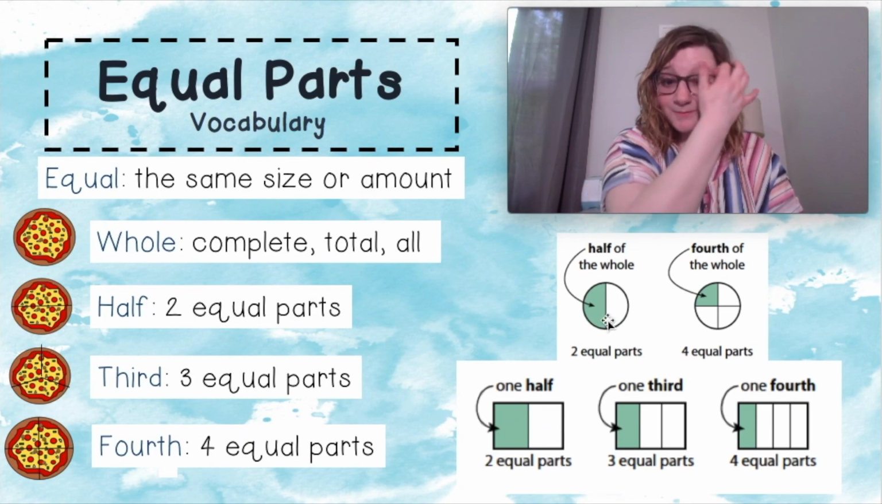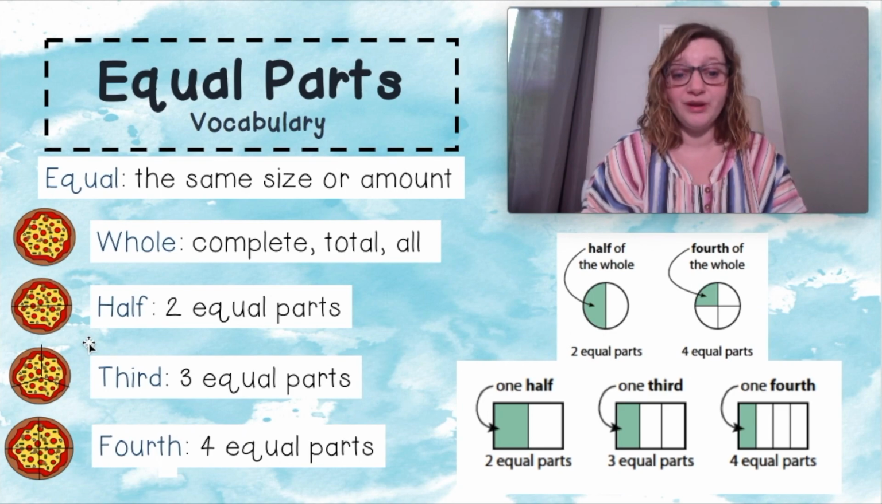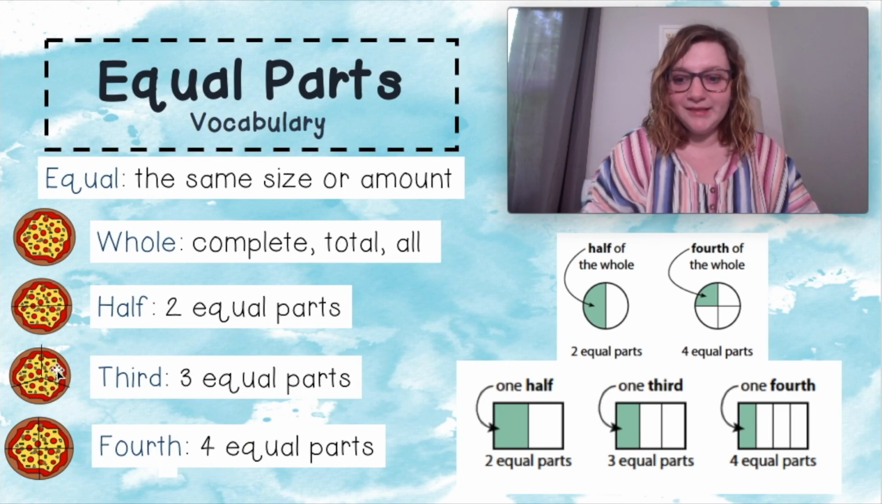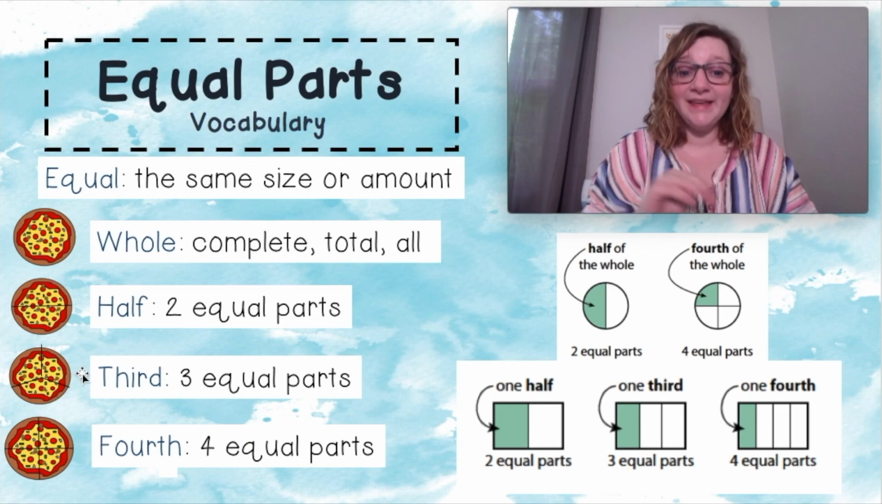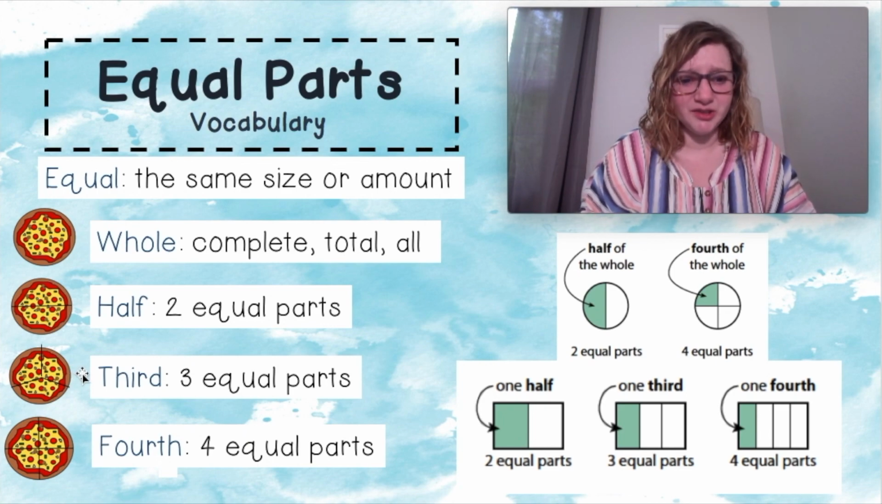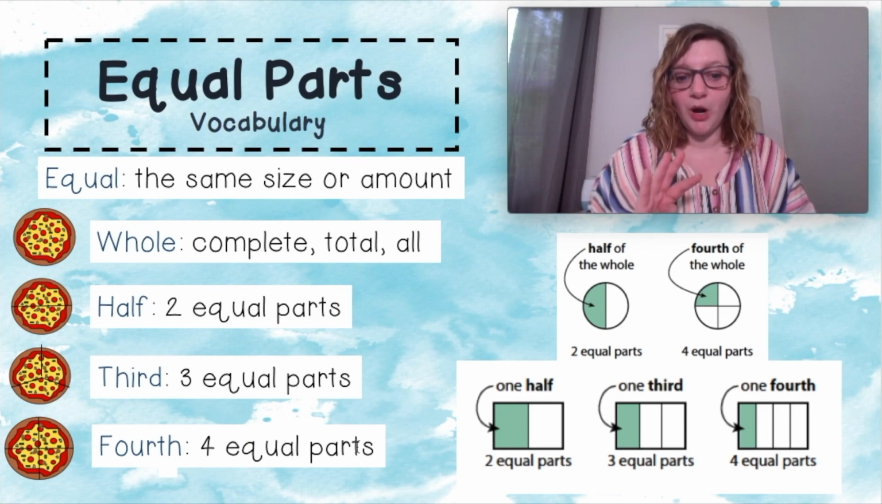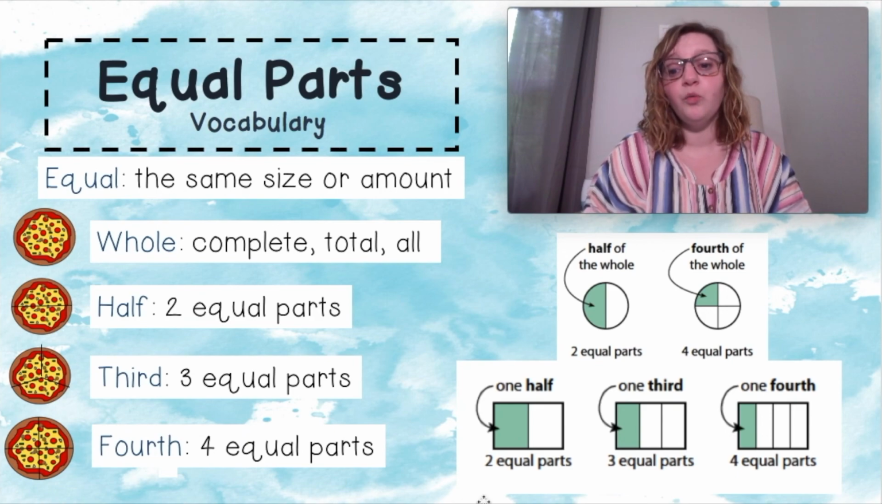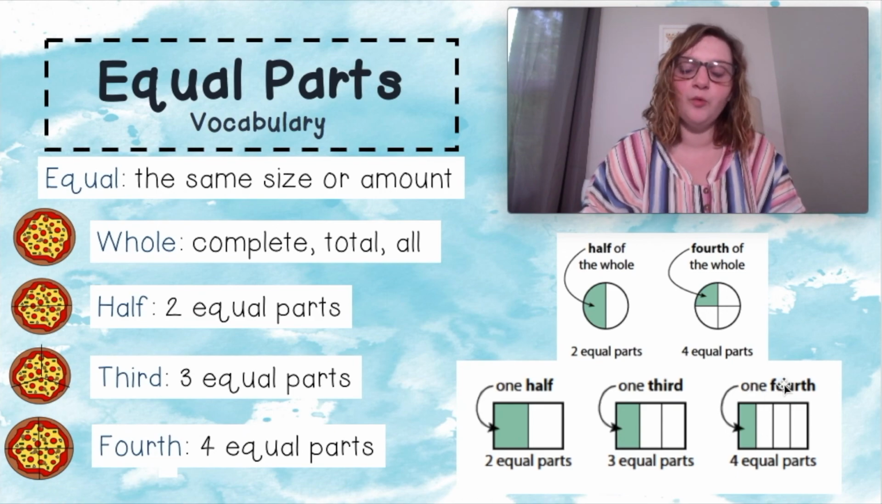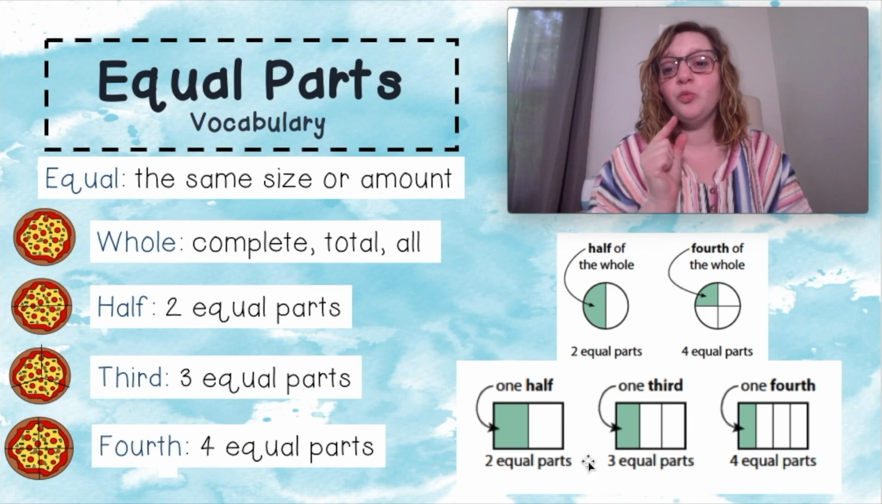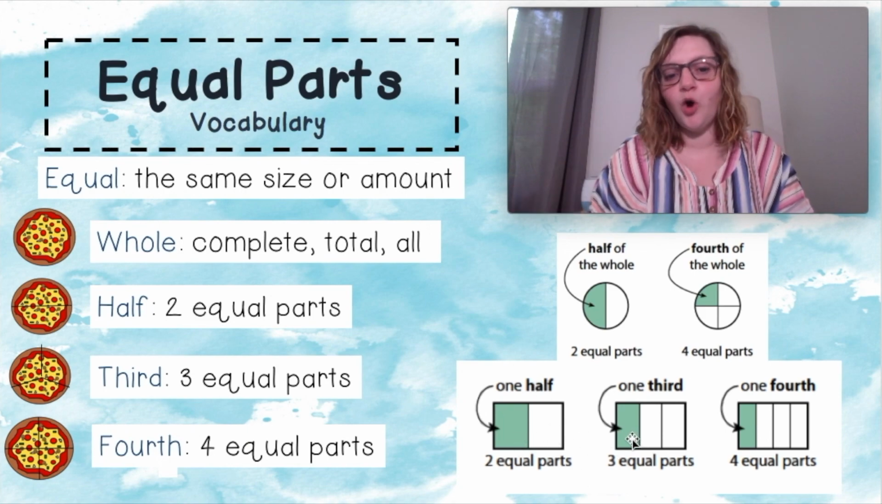There's 2 parts. Now a third, we do it in a circle. In our rectangle, we also see 3 equal pieces. Now with a fourth, it's 4 equal parts. So we know, looking at that pizza, we've got it divided up into fourths. We also have words like 1/4, 1/2, 1/3, and that means just one part of the whole.